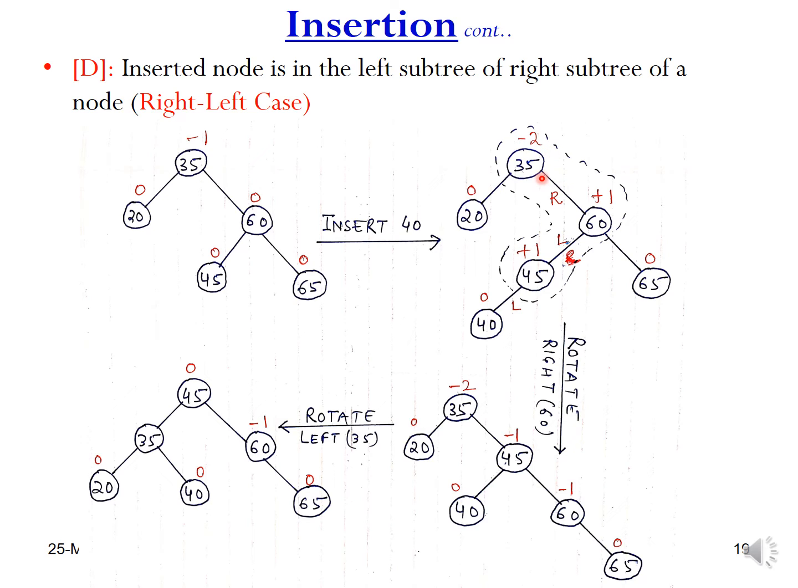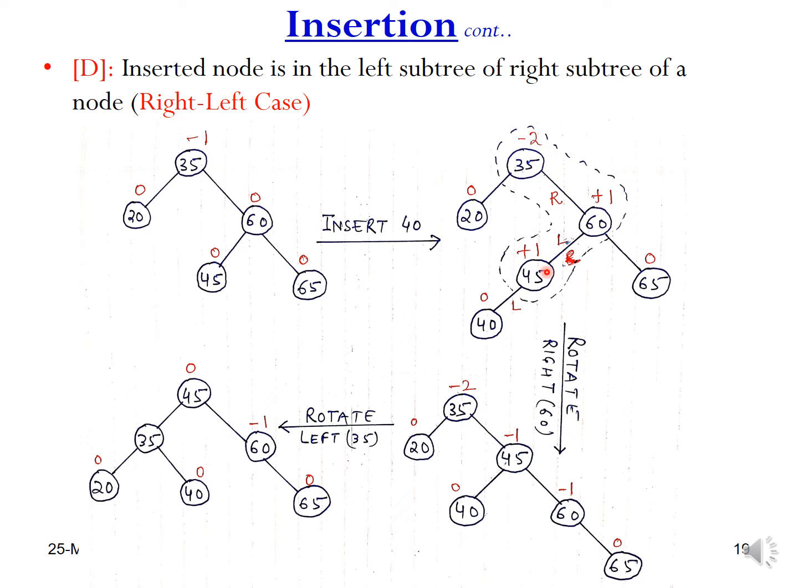Now, because this is the right left case, we will check where this inserted node is coming. This inserted node is coming here, less than 45. So now we will go from 40 to 45, 60 and 35. This is the right left case. We will consider these three nodes, 35, 60 and 45, and we will perform double rotations, because in the left right case or right left case we perform double rotations.